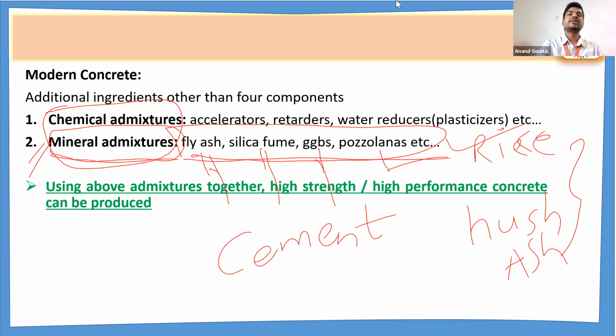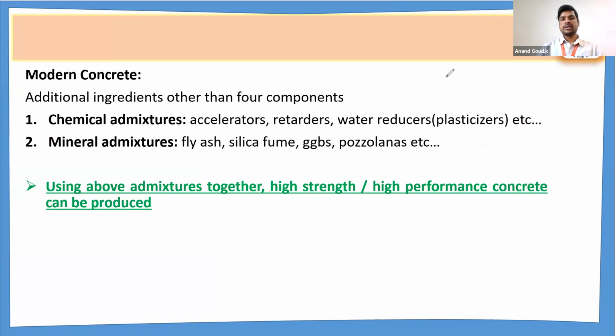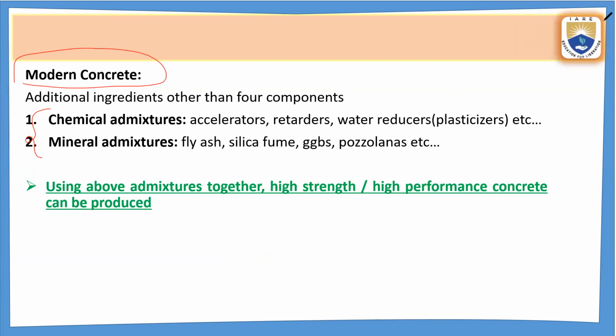One is chemical admixture and the second one is mineral admixture. So these two admixtures are used in modern concrete or any special concrete. To improve the performance of normal concrete, we are using these admixtures. Okay, is it clear, everyone, about admixtures or modern concrete? Yes, sir. Yes, ma'am. Thank you. So try to respond, everyone, so that I can get some confidence about this topic.